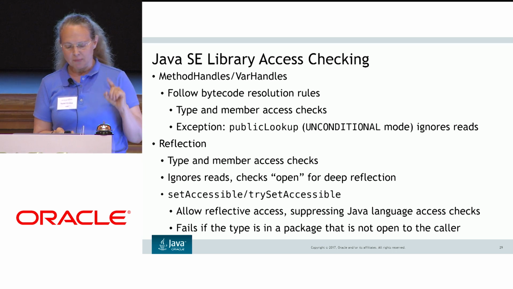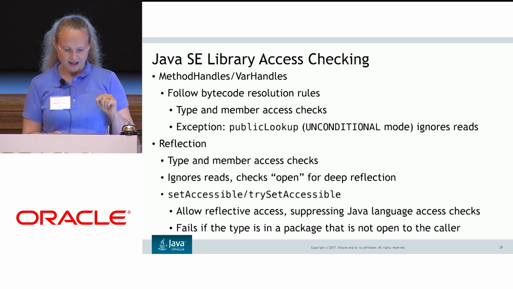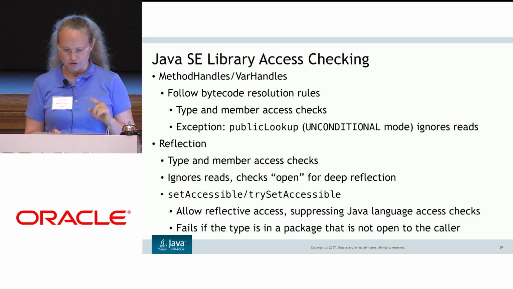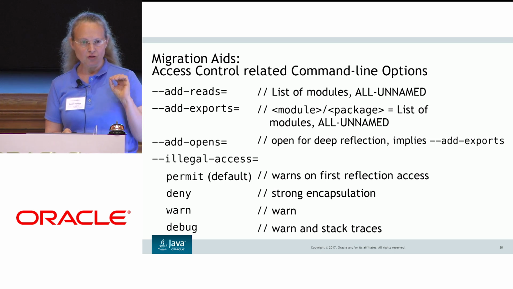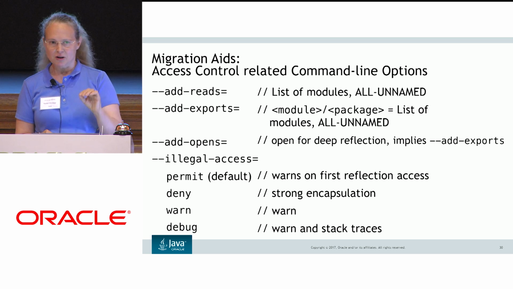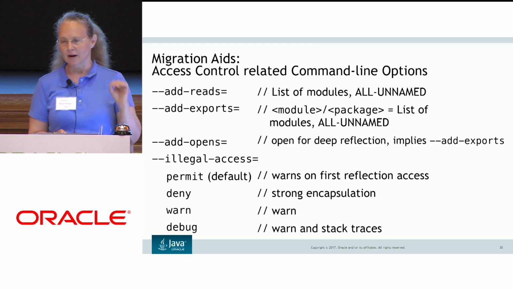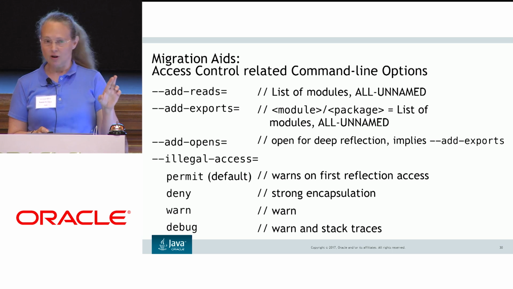But anyway, setAccessible will fail if the type in a package is not open to the caller. And it actually is a little more complex than that, but we'll summarize there. There's some migration aids. I'm going to just put these up here so that you can read them later. I'm not going to walk through them. The point is we've tried to make things as easy to migrate as possible, and I know there's still challenges. So if you have more questions, go to the workshop tomorrow, okay?